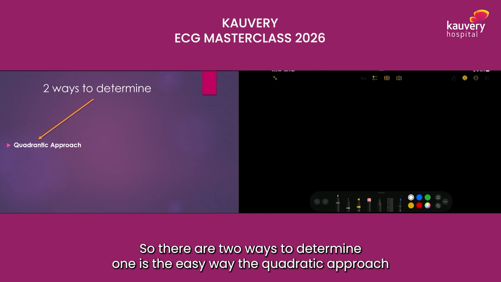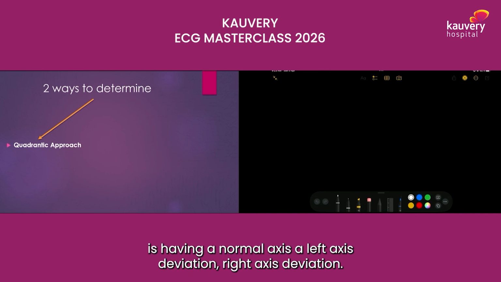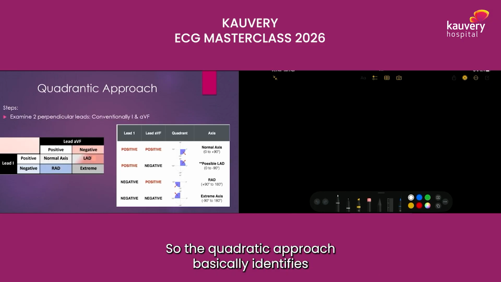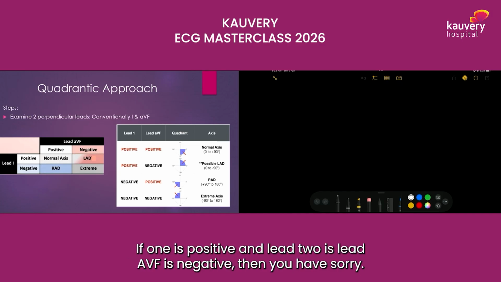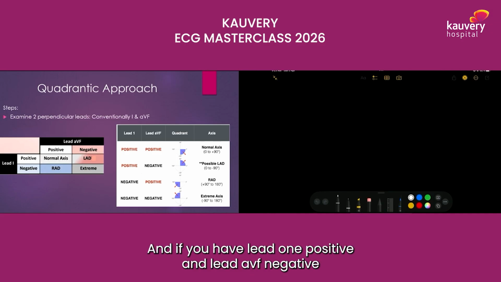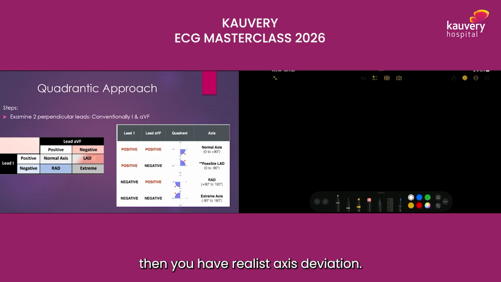One is the easy way, the quadrantic approach, which just gives you an idea whether the patient has a normal axis, left axis deviation or right axis deviation. Then you can go a little bit more accurate with the equiphasic approach. The quadrantic approach basically identifies 2 perpendicular leads, that is lead 1 and AVF. If both are positive, it is the normal axis. If both are negative, it is the extreme axis, the northwest axis towards AVR. If lead 1 is negative and lead AVF is positive, you have right axis deviation. And if lead 1 is positive and lead AVF is negative, you have left axis deviation.